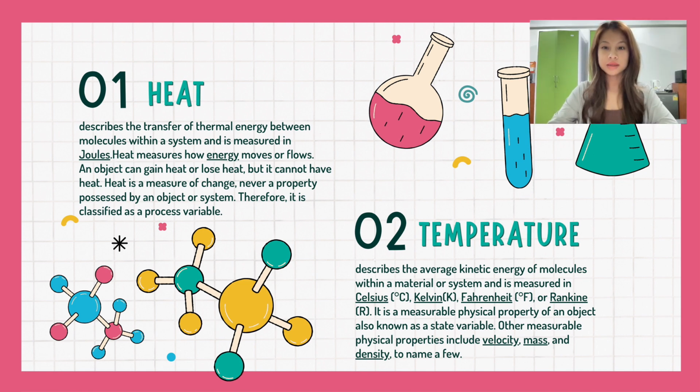The second one is temperature. It describes the average kinetic energy of molecules within a material or system and is measured in Celsius, Kelvin, or Fahrenheit. It is a measurable physical property of an object, also known as a state variable. Other measurable physical properties include velocity, mass, and density, to name a few.